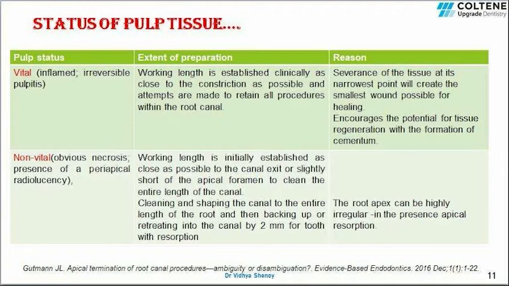What we should also keep in mind in such cases is that there could be apical resorption present. It may or may not be seen on a radiograph, but usually resorption is present in case of a tooth with periapical radiolucency. So in such cases, cleaning and shaping of the canal is done to the entire length of the root, and then further procedure has to be done by retreating into the canal.